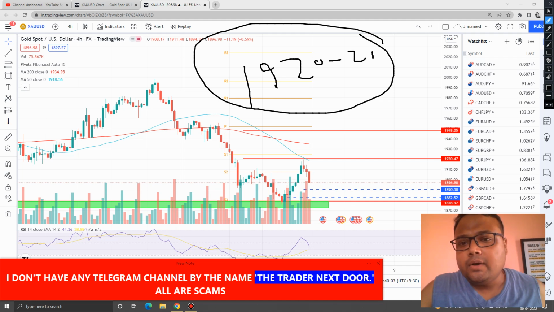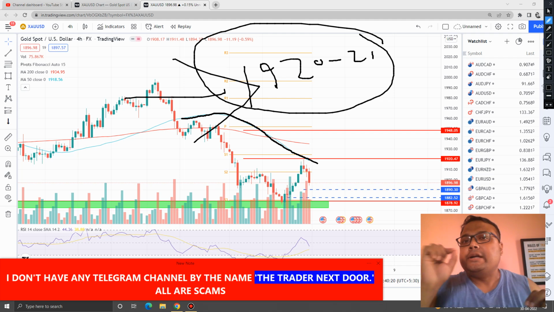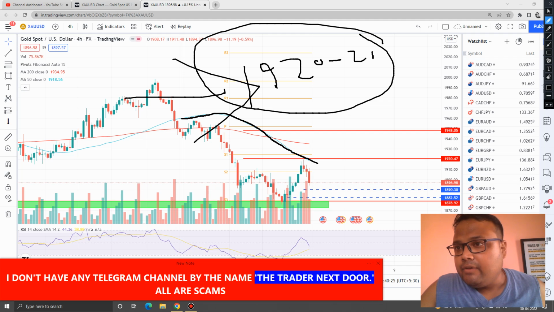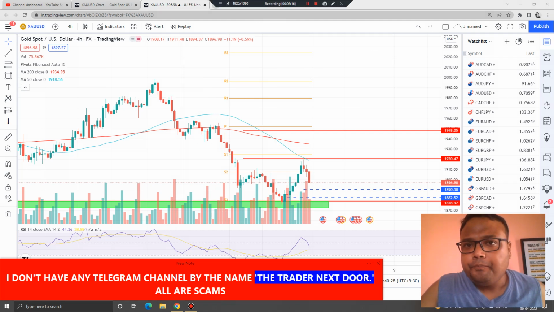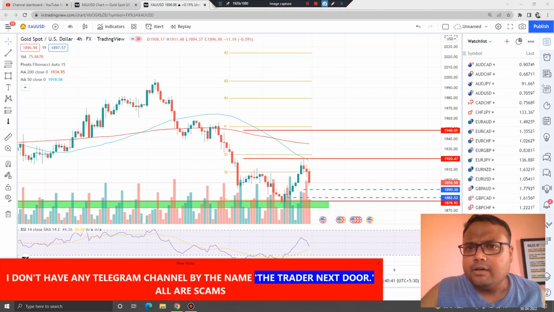But before the 1920-21 level, you can see that we also have the 50 moving average acting as resistance. Yesterday I explained why this level was acting as resistance. So in the coming week, before the 1920-21 level, for day trading purposes, you can expect some selling around the 50 moving average. If you do not have the 50 moving average on your charting platform, please add it, because it is also acting as dynamic resistance in the market.